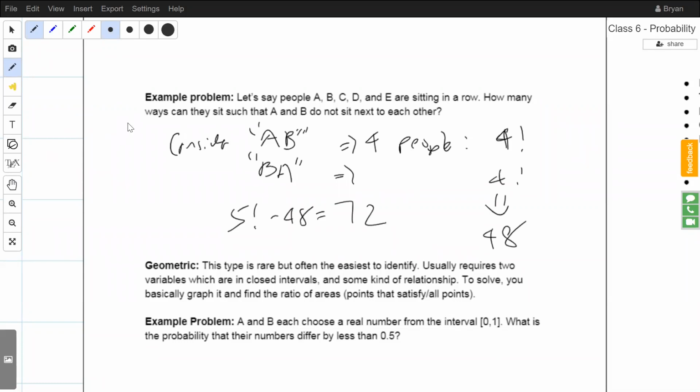This is actually a counting problem. I forgot to make it a probability, but after, you can just divide by 120. So yeah, this is the gist of a complementary counting problem.